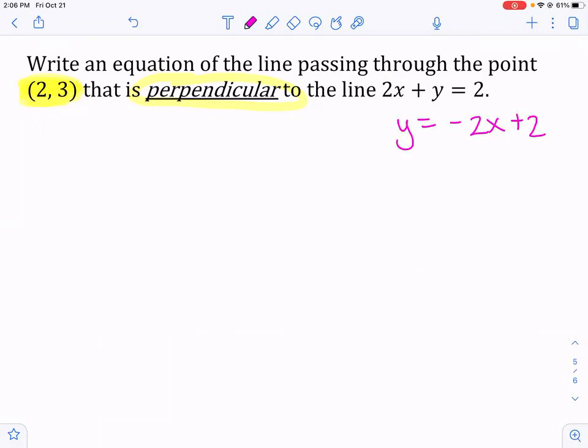So is the answer y equals 4x plus 2? 4x is not even close. 4x wouldn't be right for parallel either. Why?